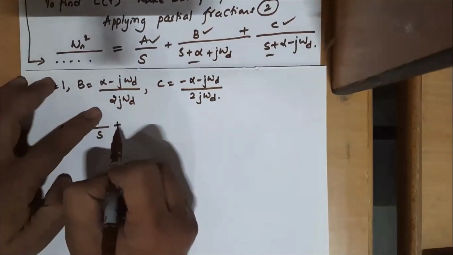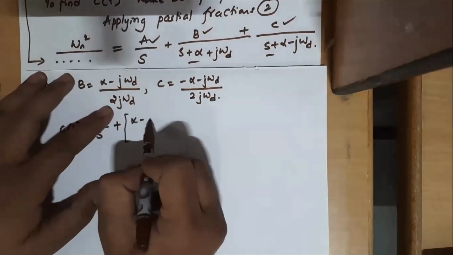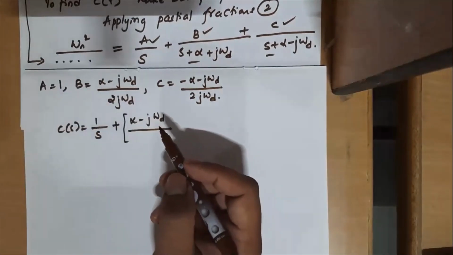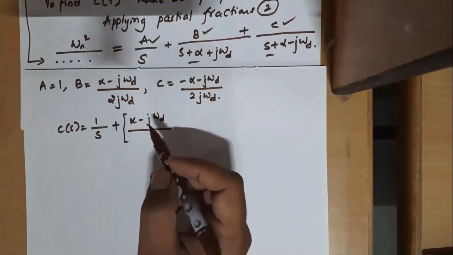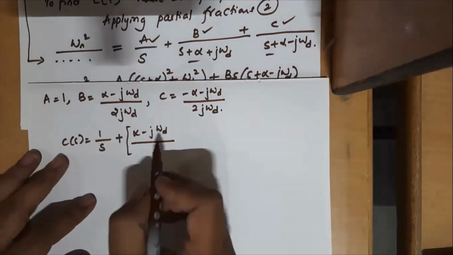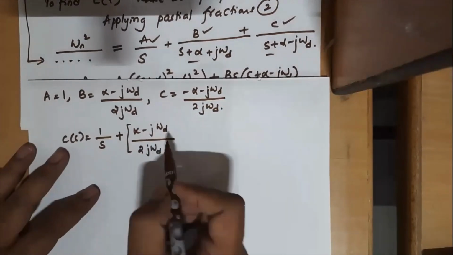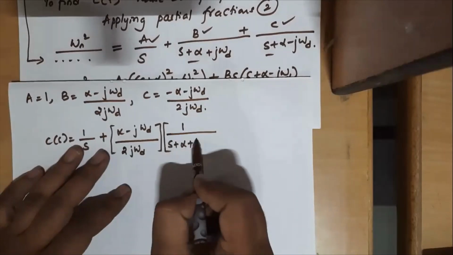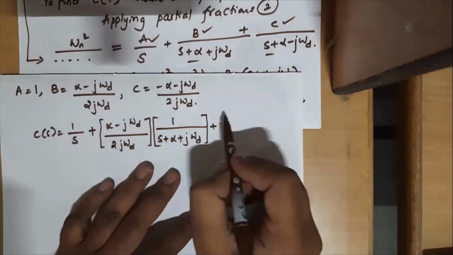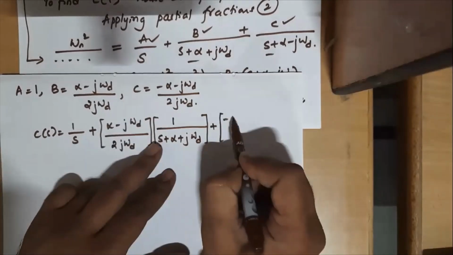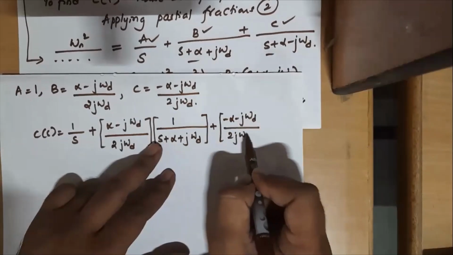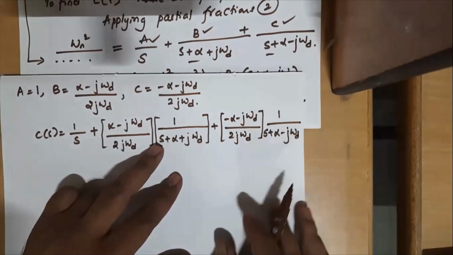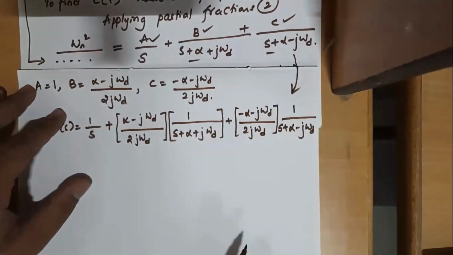So C of s equals a is 1 by s. b is alpha minus j omega d, then divided by 2j omega d, into 1 divided by s plus alpha plus j omega d, plus, substitute the c, minus alpha minus j omega d divided by 2j omega d, into 1 divided by s plus alpha minus j omega d. Okay, so that's it. That's what we get from the above equation.